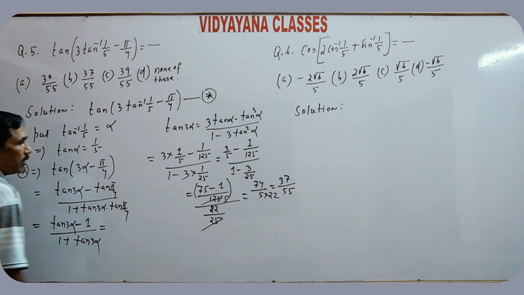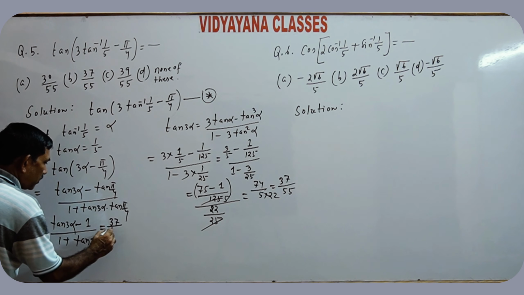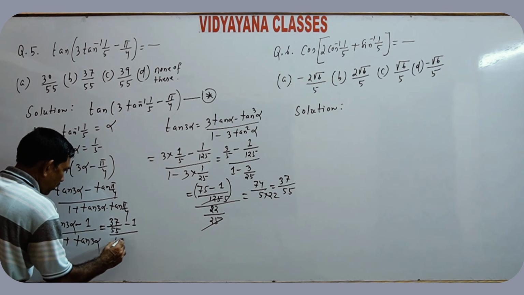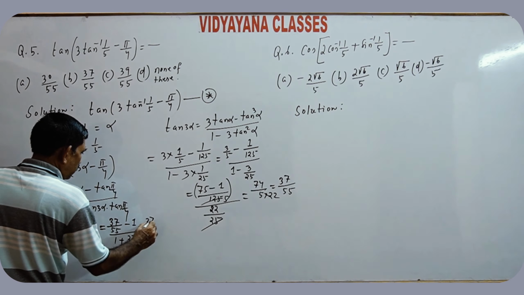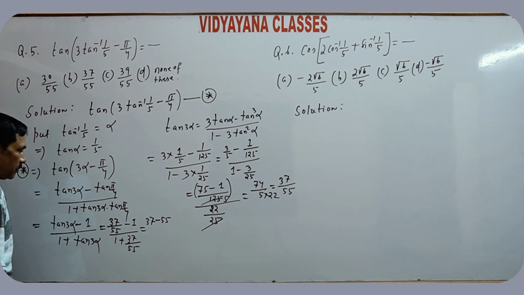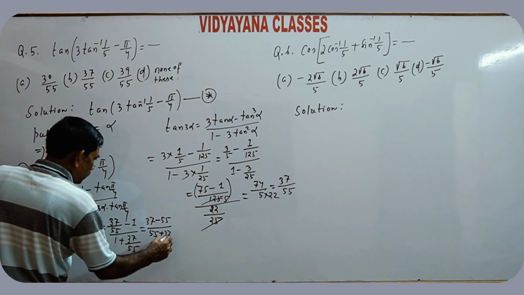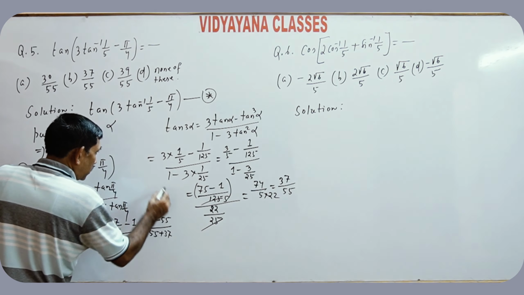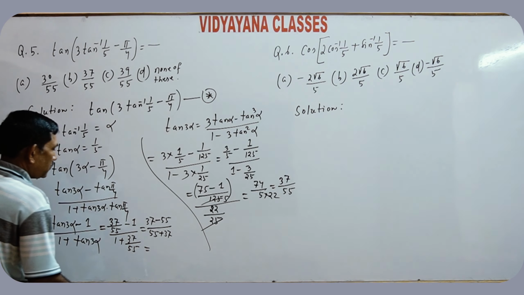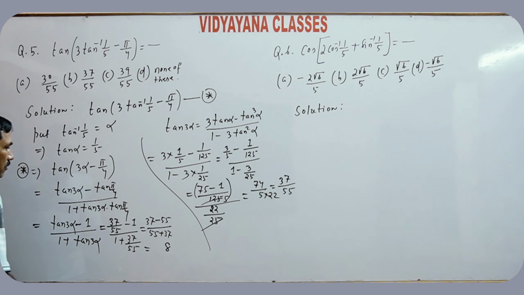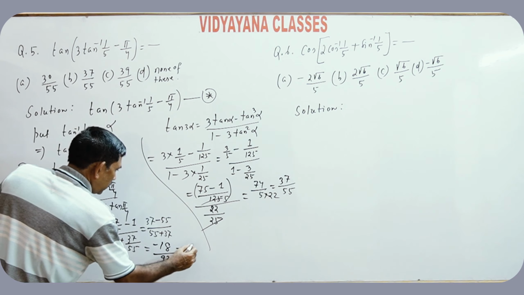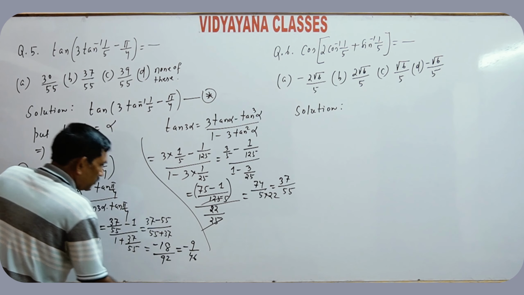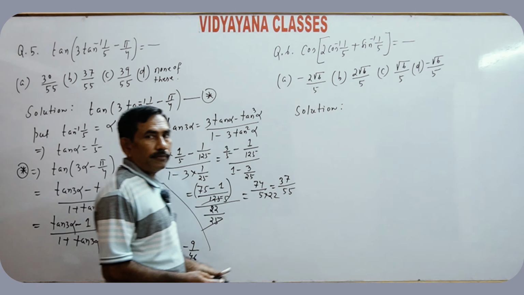Tan 3 alpha is equal to 37 by 55, so (37 by 55 minus 1) divided by (1 plus 37 by 55), which is the same as (37 minus 55) divided by (55 plus 37), which is the same as minus 18 divided by 92, which is the same as minus 9 by 46. Minus 9 by 46.